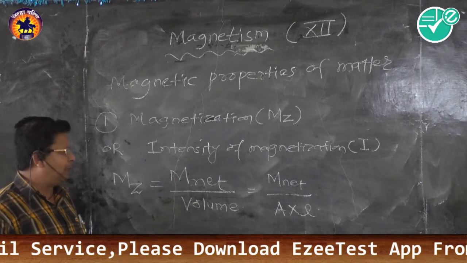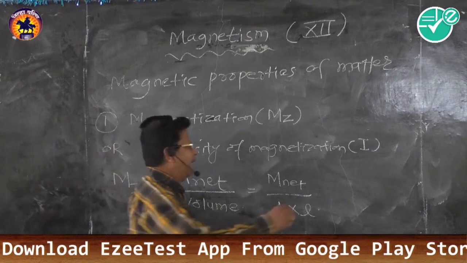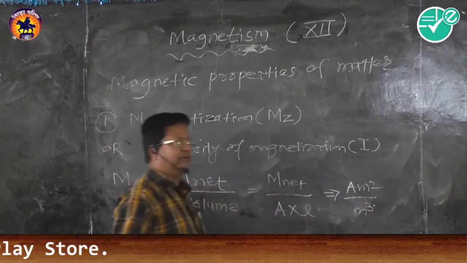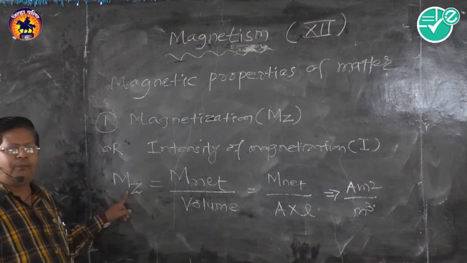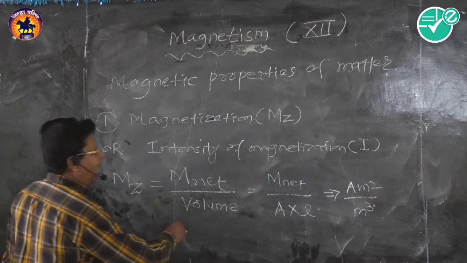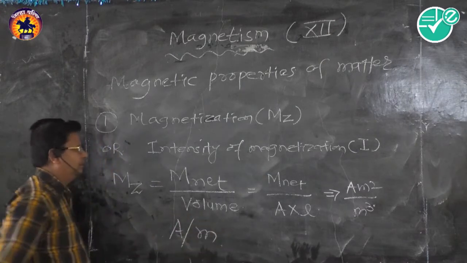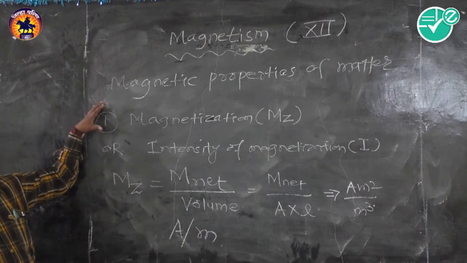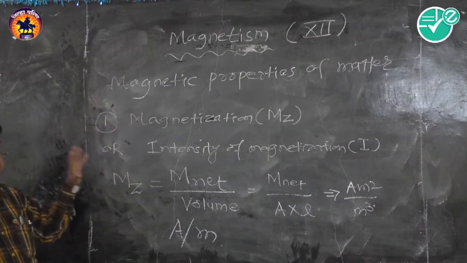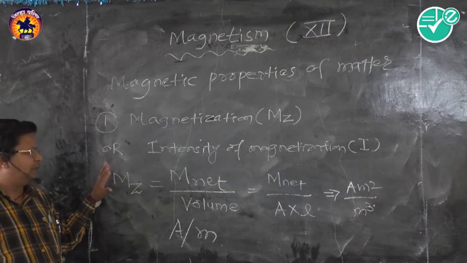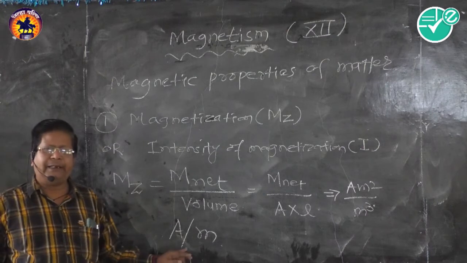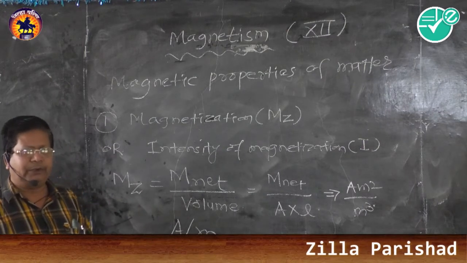From this formula, MZ equals M net upon volume. The unit of net magnetic dipole moment is ampere into meter square, and the unit of volume is meter cube. Hence, the unit of magnetization or intensity of magnetization is ampere per meter. So one definition of magnetization of material is the net magnetic dipole moment per unit volume, and its SI unit is ampere per meter.